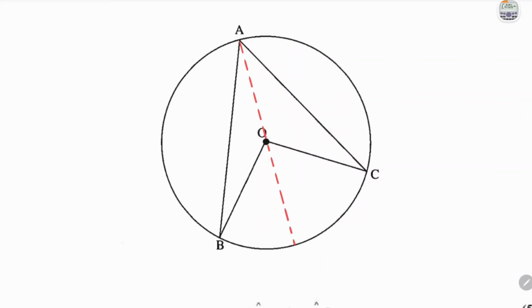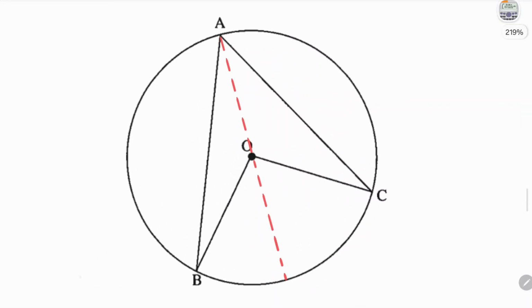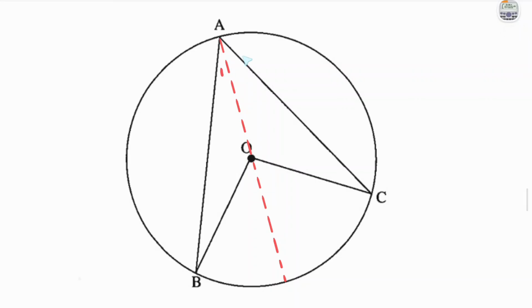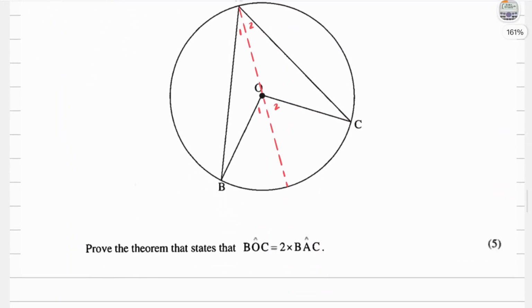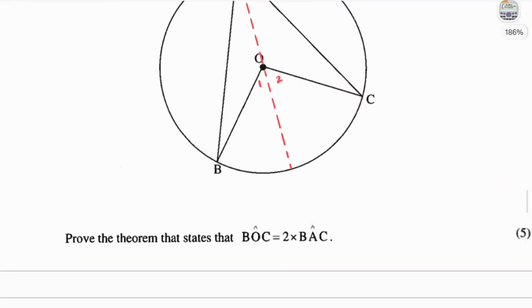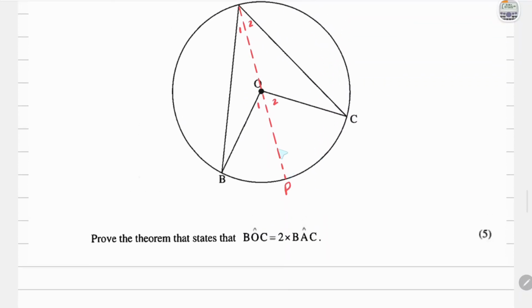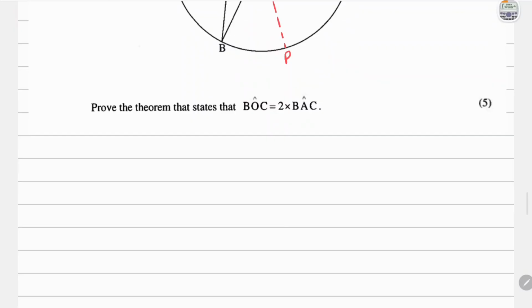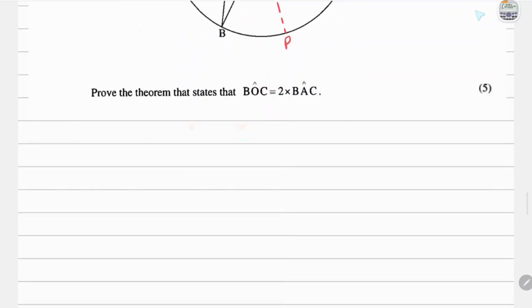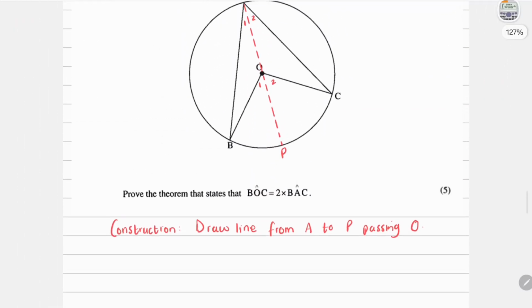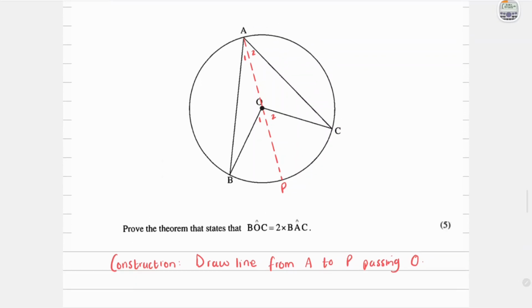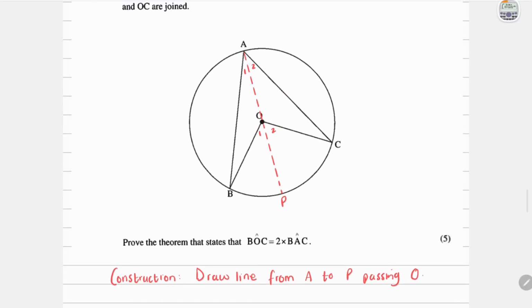And I'm going to go ahead and name these angles. So I'll call this angle A1, and that's angle A2, and then this would be angle O1 and angle O2. Make sure to write down any constructions that you have made. So this is just being drawn to, I'll call this point P. It doesn't have to be this long, it can just be an extension of that, but it's also fine like that. It still serves the same purpose. So I've drawn a line from A to P passing O. Any description of that construction will do.